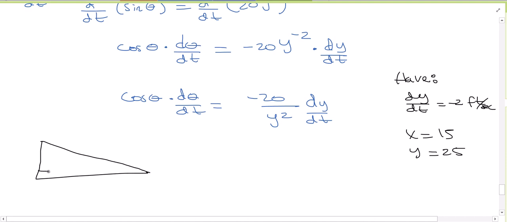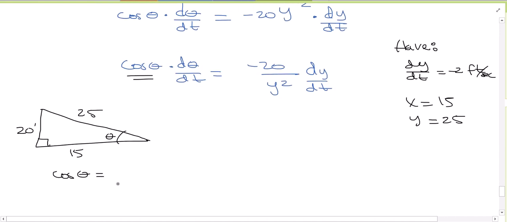What we had was, pretend that's a right triangle, 20, and now with our values we know that's 15 and that is 25, and theta is over here. So I want cosine of theta. Cosine is adjacent over hypotenuse. So this will be 15 over 25. So that's what cosine of theta is. So let's put everything in, right? I need to know what value to put in there. So that's why I needed my triangle.